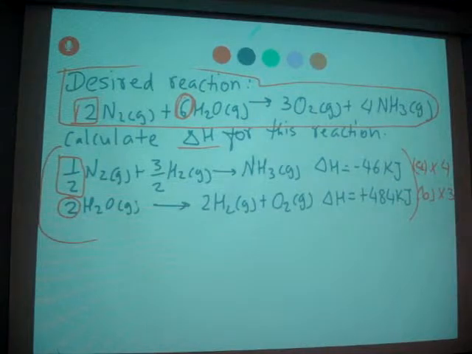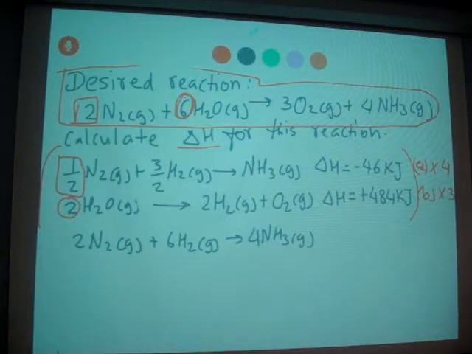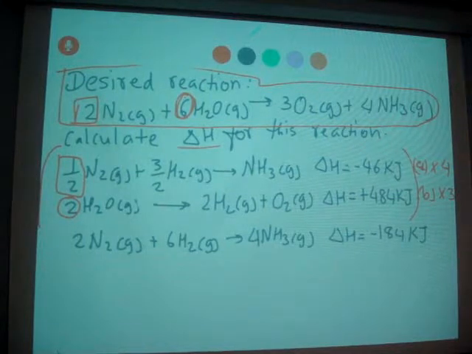Now when you multiply by 4, you write down in this step 2 moles of N2 gas plus 6 moles of H2 gas gives 4 moles of NH3 ammonia gas, and delta H is negative 184 kilojoules. When you multiply by 4, you get that.